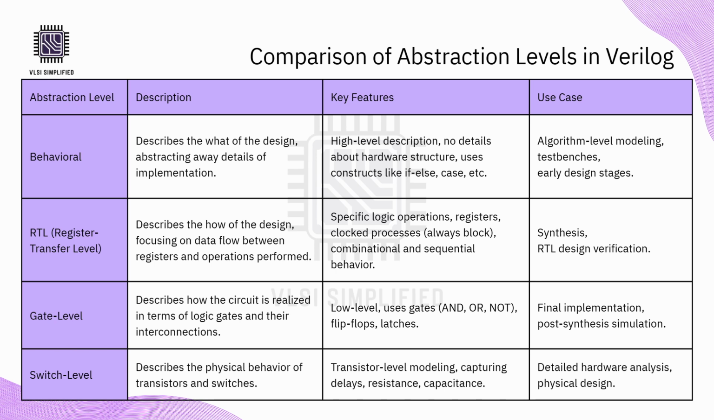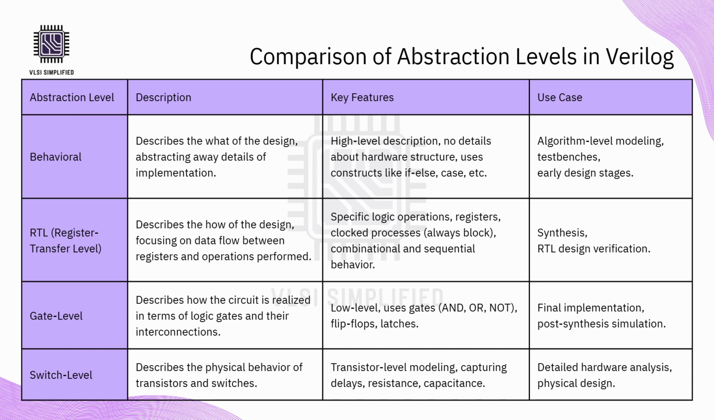And finally, switch level. The switch level takes us to the lowest level of abstraction, the transistor level modeling. Here, we are talking about the details of how transistors, resistors, and capacitors behave. This level is used for deep physical analysis where we consider things like parasitic delays and other real-world phenomena that might affect the performance. It's not something you will deal with every day, but when you need that level of precision, this is where you go.